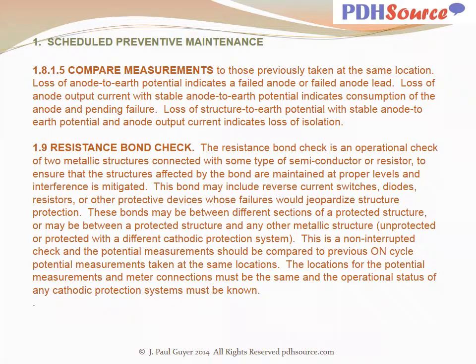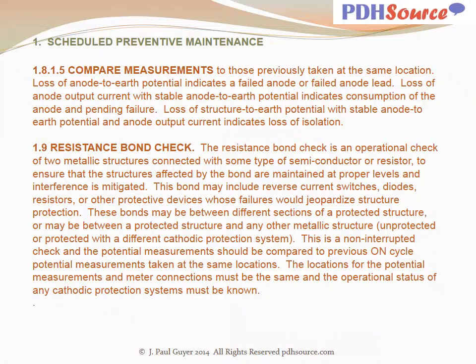Compare measurements to those previously taken at the same location. Loss of anode to earth potential indicates failed anode or failed anode lead. Loss of anode output current with stable anode to earth potential indicates consumption of the anode and pending failure. Loss of structure to earth potential with stable anode to earth potential and anode output current indicates loss of isolation.